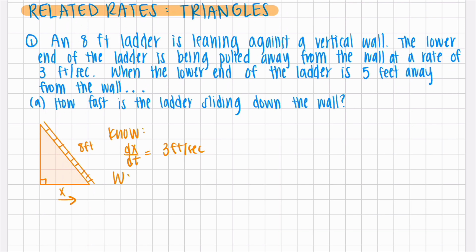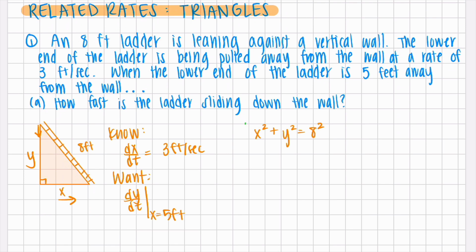So we want how fast the ladder is sliding down the wall. Let's make this length y. And if the ladder is sliding down, we're going to want dy/dt when the ladder is 5 feet away from the wall, so when x equals 5 feet. So we need to find an equation that relates x and y, and we know that the length of the ladder is 8 feet. So this is going to be a Pythagorean theorem question. x squared plus y squared equals 8 squared.